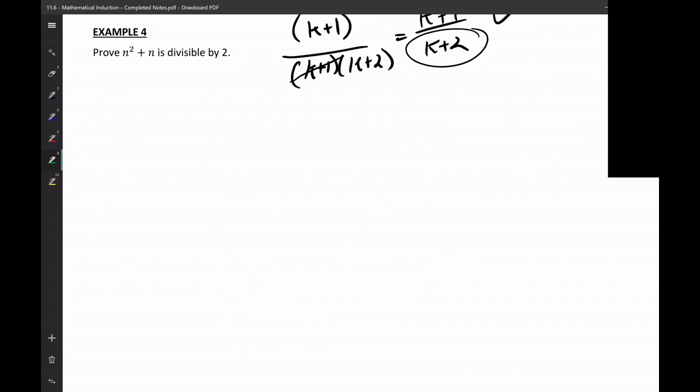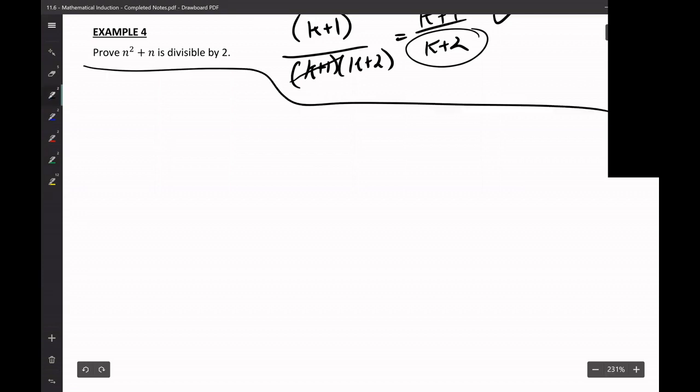So we want to prove that n squared plus n is divisible by 2. Let's go through and do that. It's the same steps. It's no different than it was before. You go through and you say, well, let's show that one case is true. Let's show that the first domino falls over. So show n equals 1 is true.